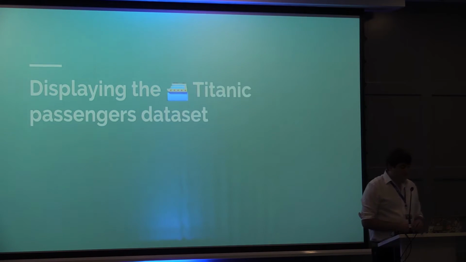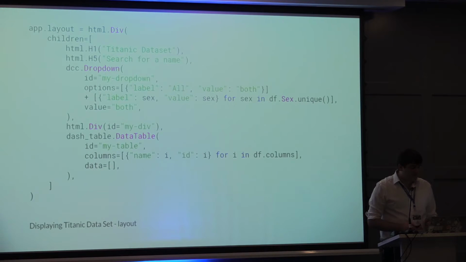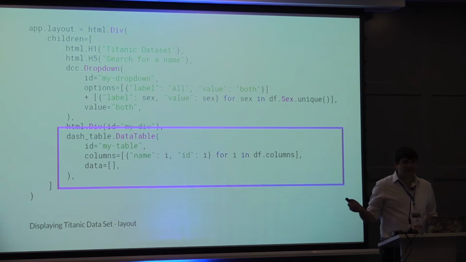So first example first, the Titanic passenger data set. Again, here we're defining a layout that we're going to use, and the main component that we're using here is something we've imported called a dash table. And this is basically just going to display our data frame for us with pagination if we need it, and it's going to put columns and so on and so forth in.